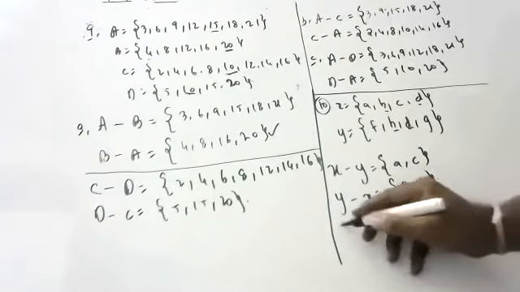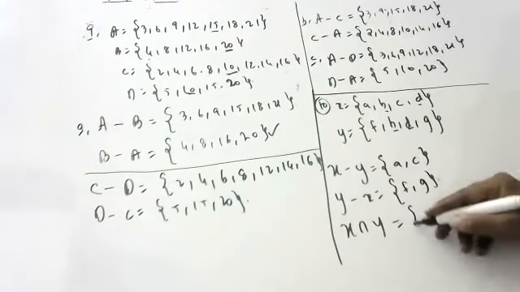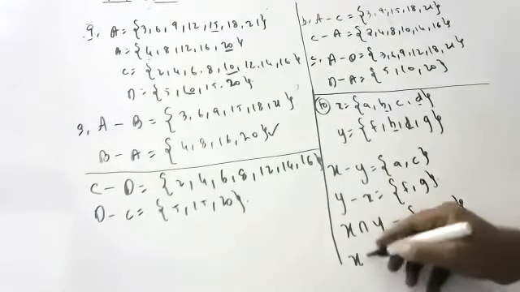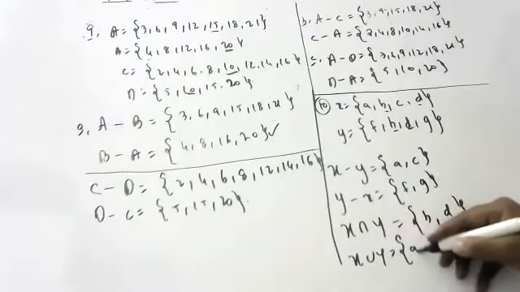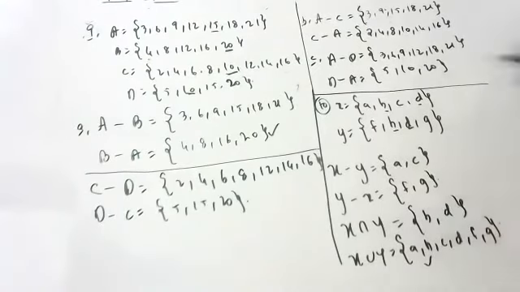Can anyone tell X intersection Y? B, D. Can anyone tell X union Y? A, B, C, D, F, G. That's all, children. They didn't ask anything else. I only added this question. They asked only these 3 questions, but I added one more. So all the 10 questions of this exercise I have completed.